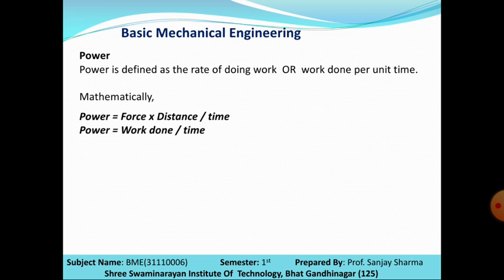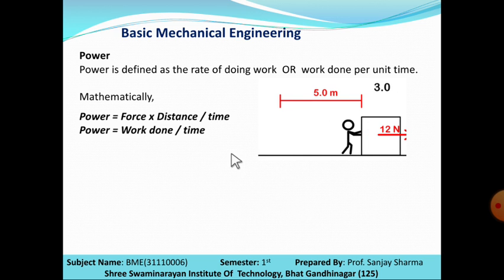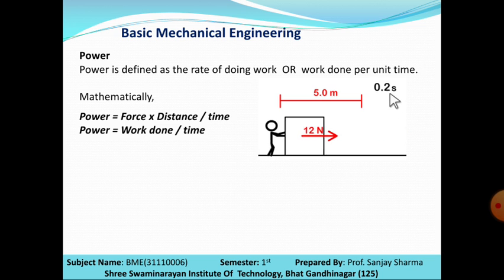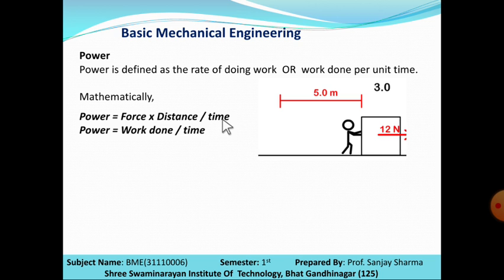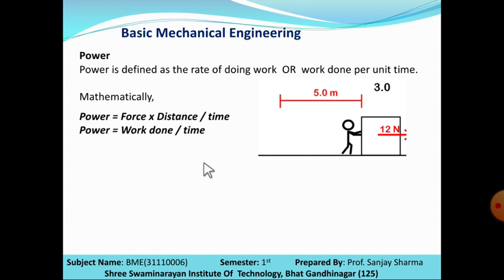So, force into distance per unit time. Here, for identifying the power, this parameter is very important: work done per unit time. So you can see here, when we are pulling this 12 newton of force by 5 meters, how much time is required, so the time decides. If time is less, power is more; if time is more, power is less. So work done in a unit time defines the power.